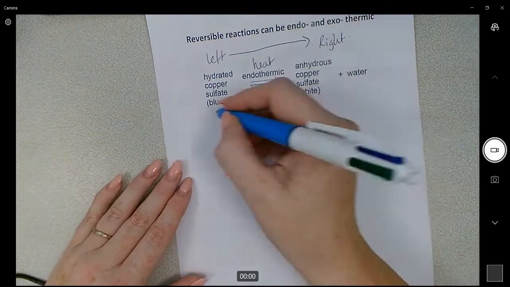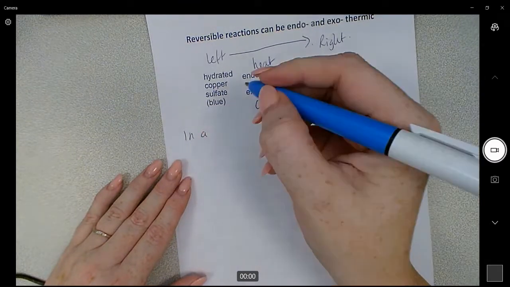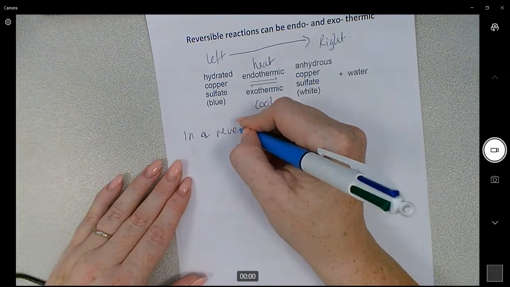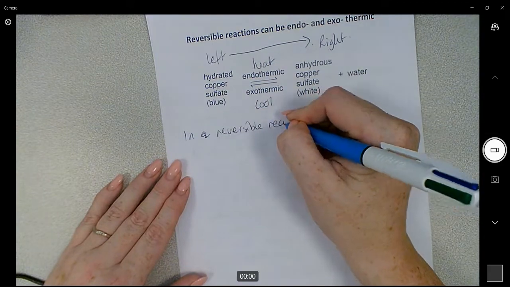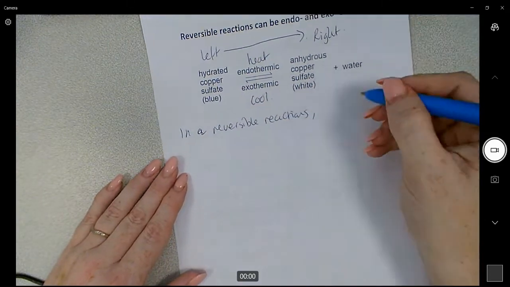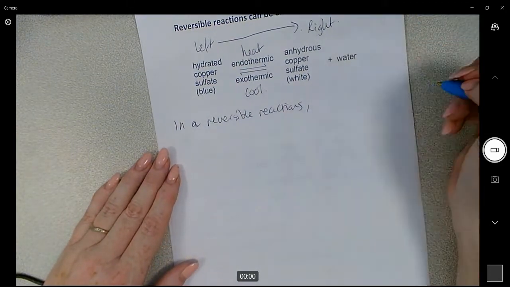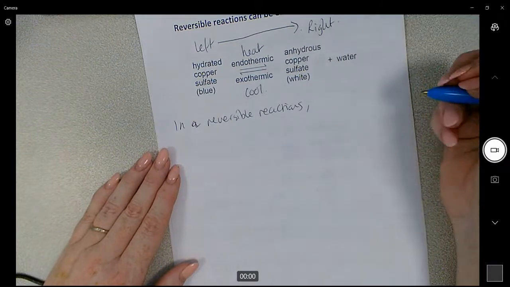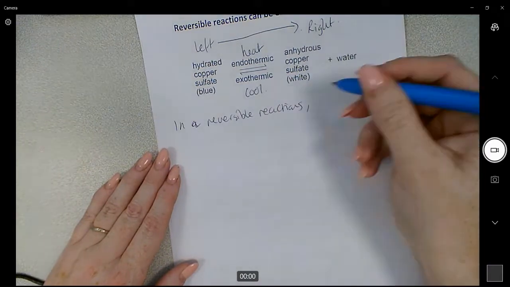So we're going to write that down. So in reversible reactions, the reaction can be endothermic in one direction, then it will be exothermic in the other.